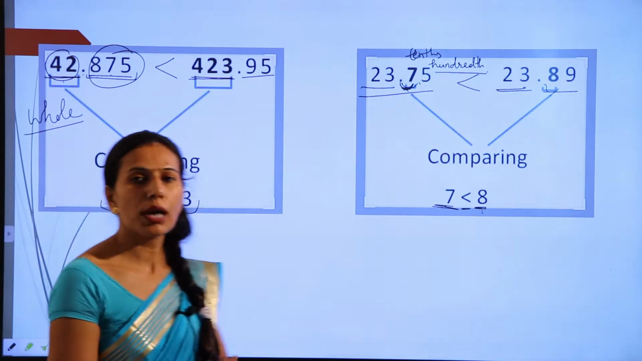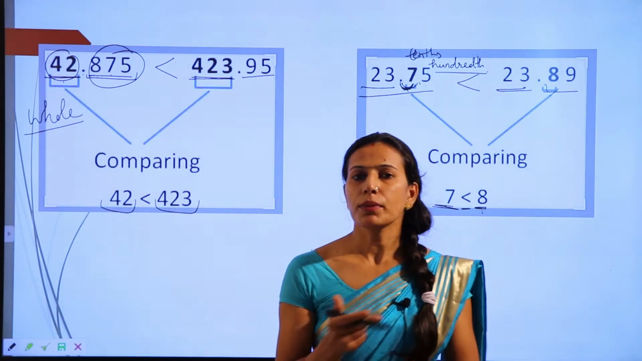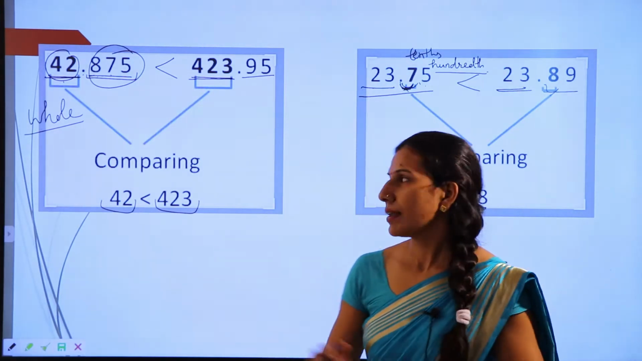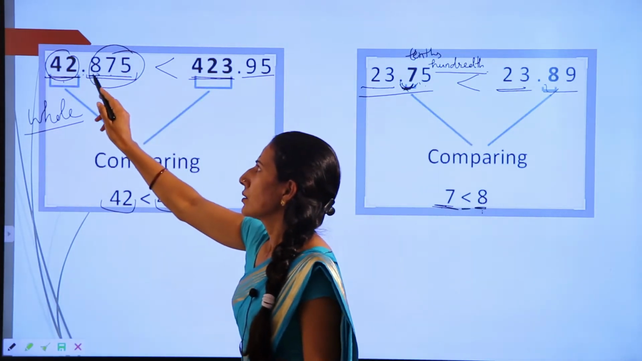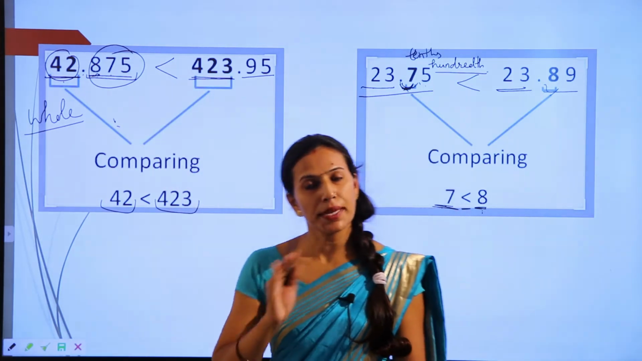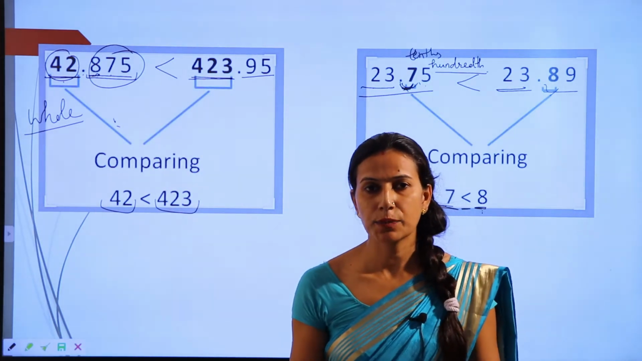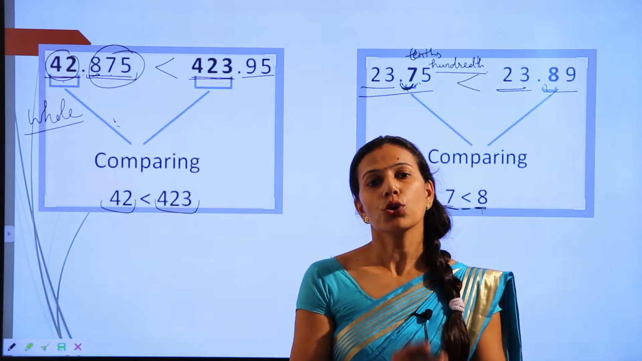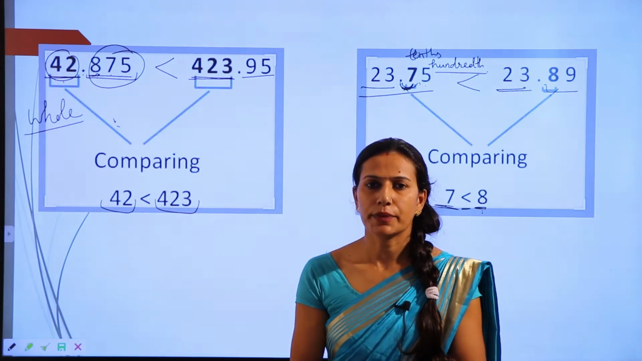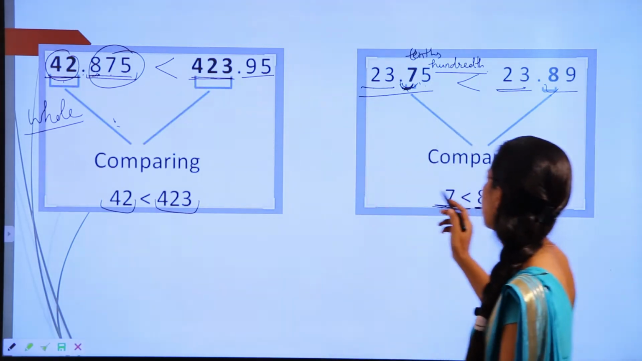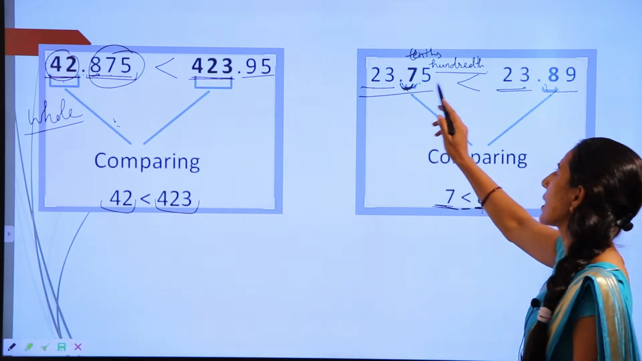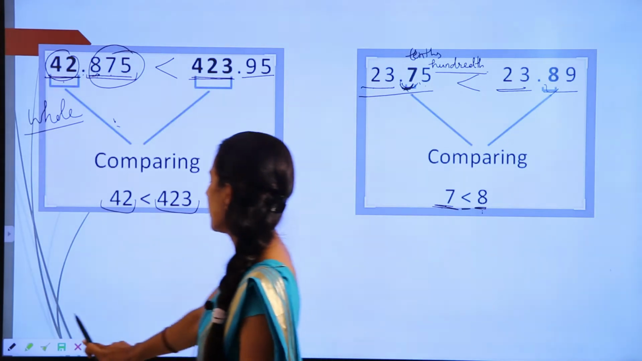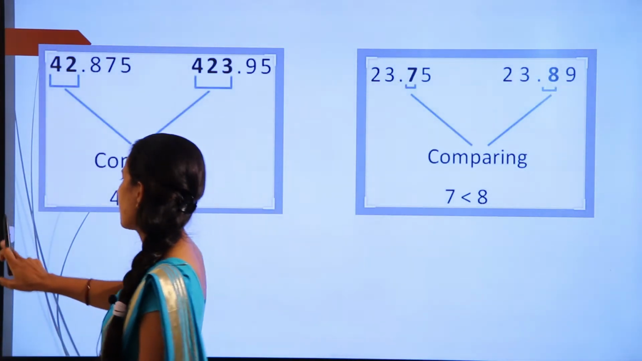So you have to compare a number. Firstly you will compare the whole numbers. If whole numbers are equal, then we will compare the next place, tens place, and if the tens places are equal, we will compare the hundreds place, and if the hundreds places are also equal, we will compare the thousands place, right? So here we get that 23.75 is less than 23.89. Okay, so we will take some more examples.